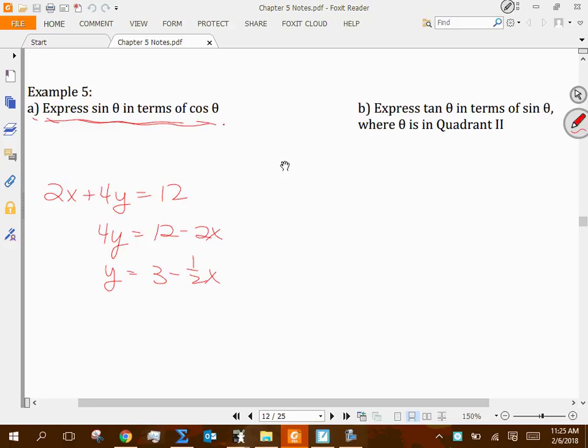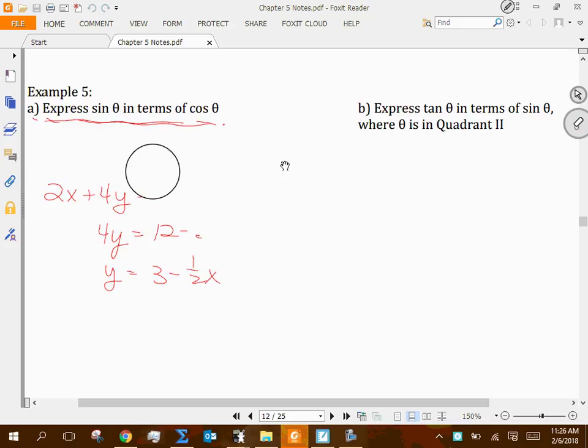I just express y in terms of x. Yeah, I've solved for y. That's basically what it means, express y. Write what y is equal to. In terms of x means x is the only thing on the other side of the equation that kind of dictates what y is, right? Okay, so same idea here.